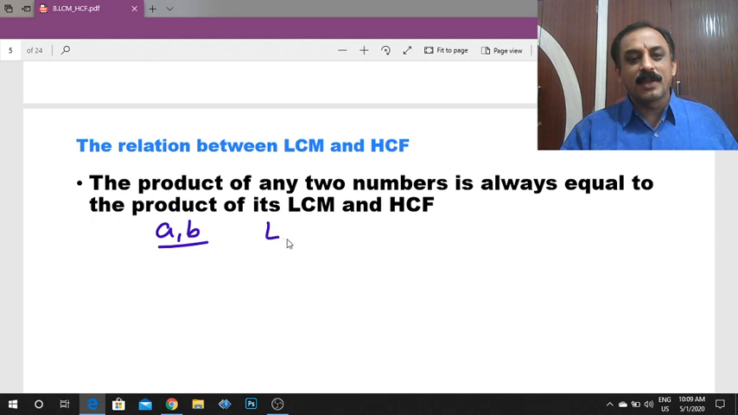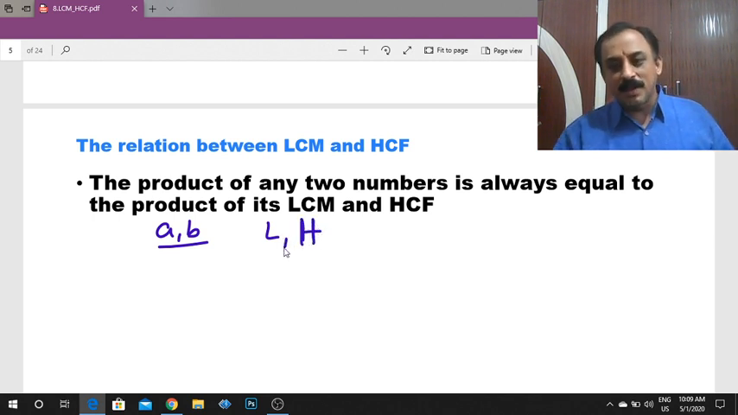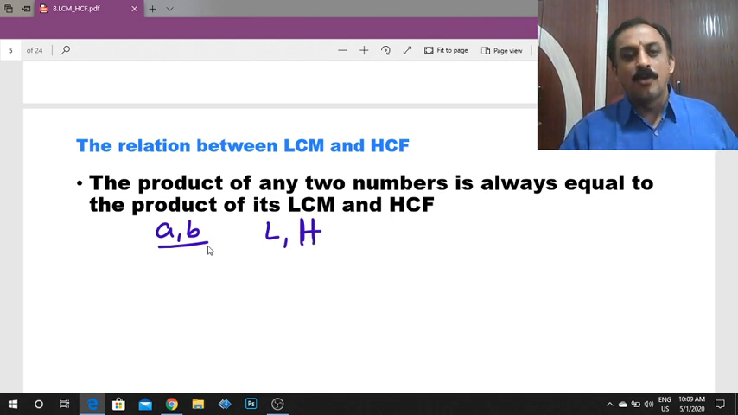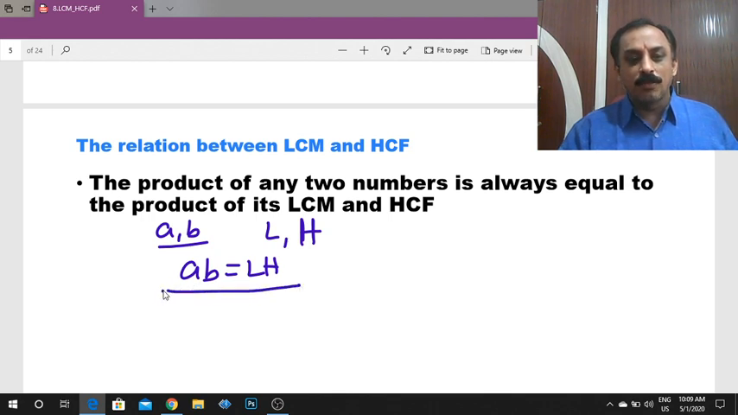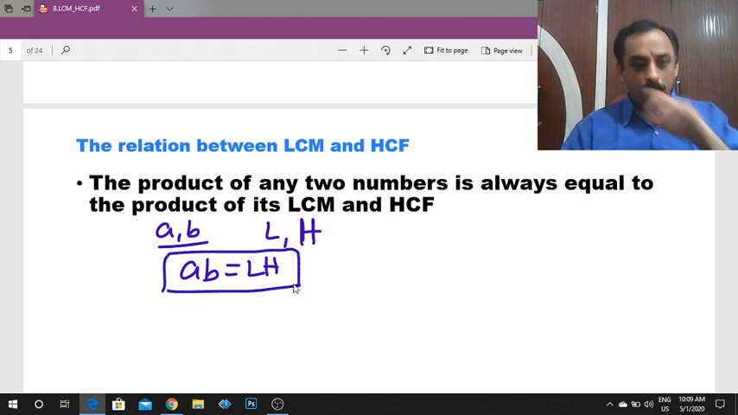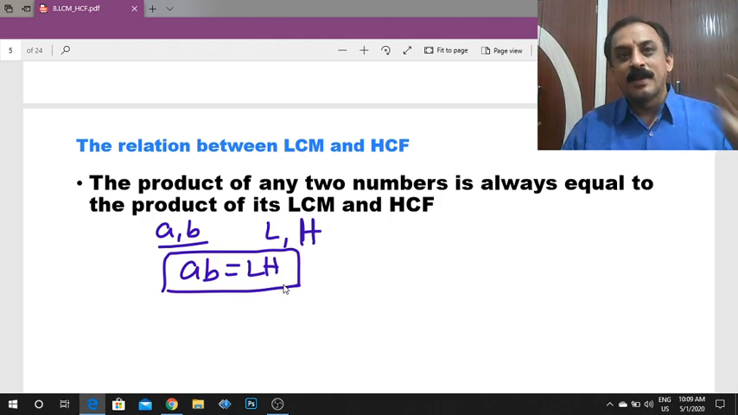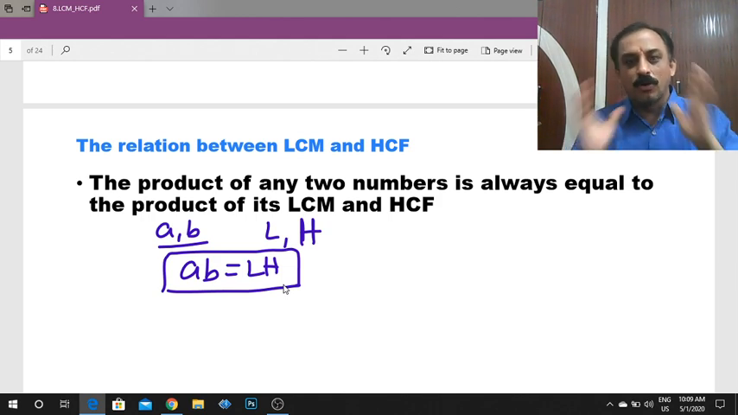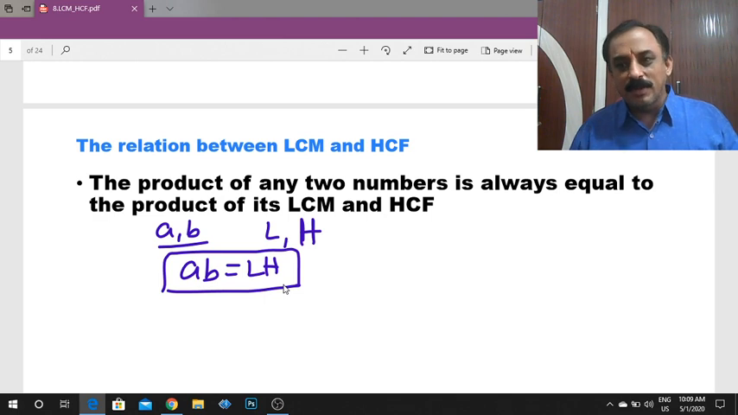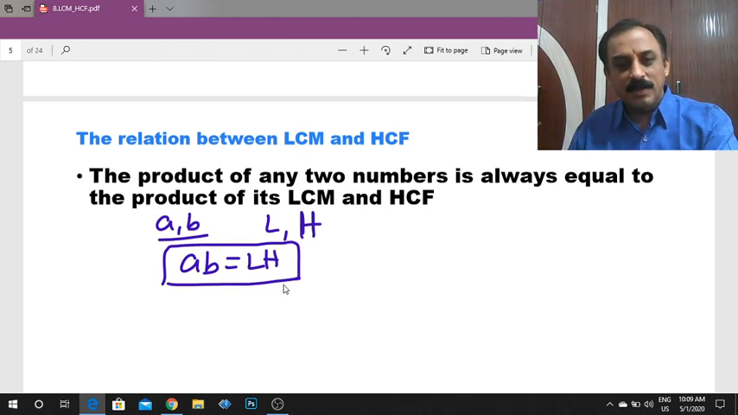Let its LCM be capital L and HCF be capital H. Now the product of any two numbers a and b, ab, is equal to L into H. Remember, it is one of the important points in LCM and HCF. The product of any two numbers is always equal to the product of its LCM and HCF.